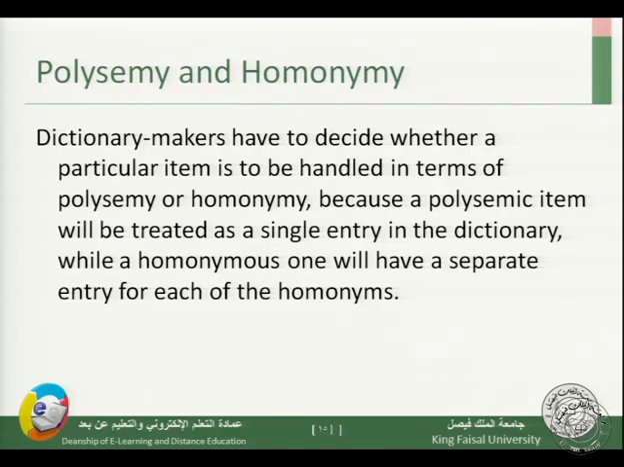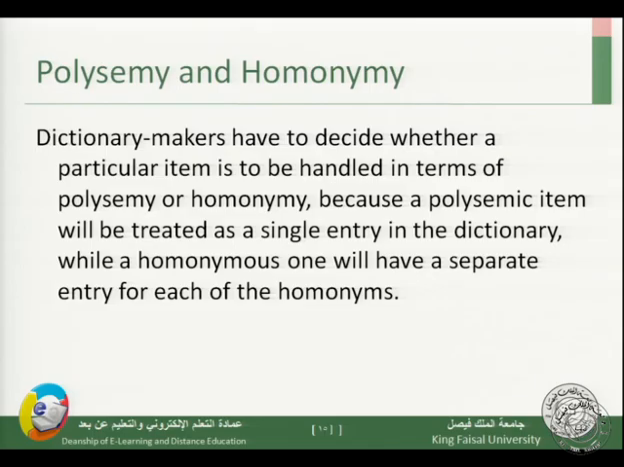So the relationship between the two is very important to dictionary makers. They need to be able to distinguish whether the words, or the meanings, are related or not. If they are related, then this is a case of polysemy, and it will be one entry in the dictionary. If there is no really close relationship between the words, even if they look the same, even if they sound the same, then this is a case of homonymy, and it will be treated as a separate word.